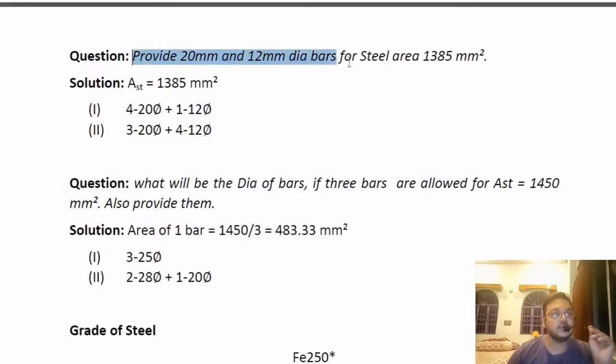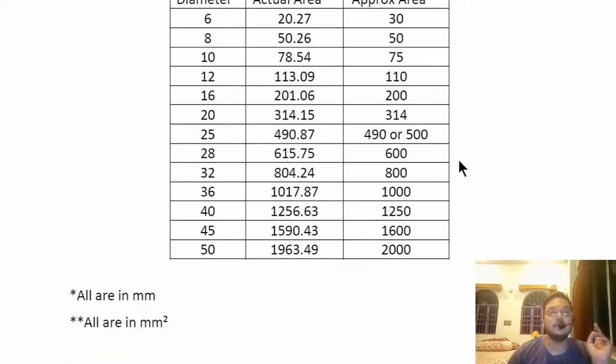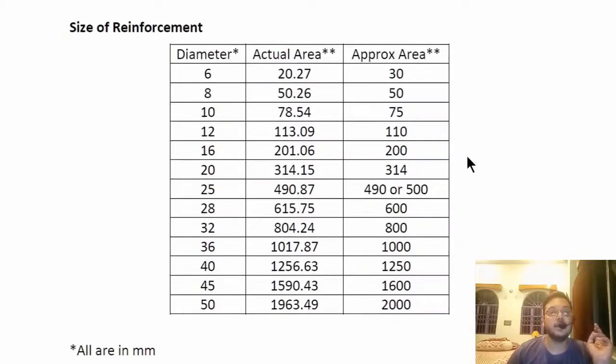Next, there is one question: provide 20 mm and 12 mm dia bars for steel of area 1385 mm square. I will just tell you one thing: pause the video and try to memorize most of the values if you can.